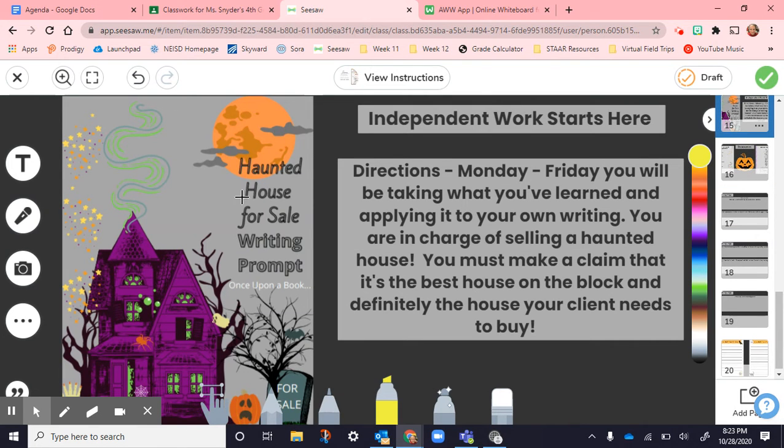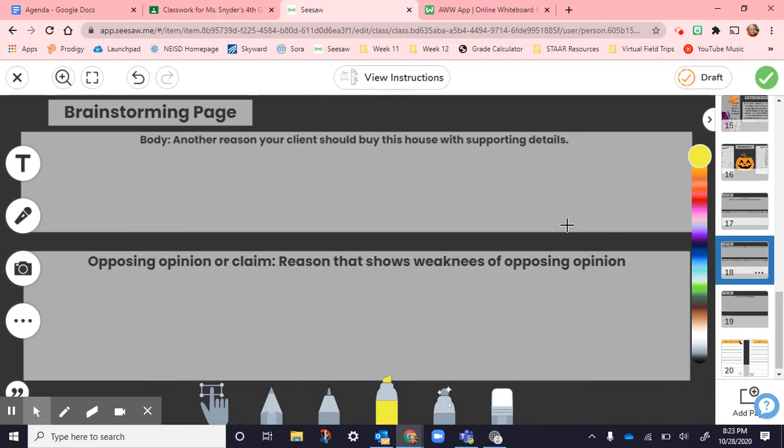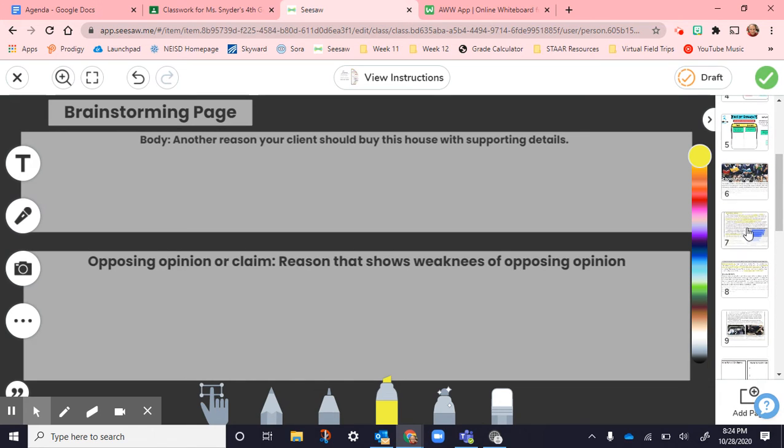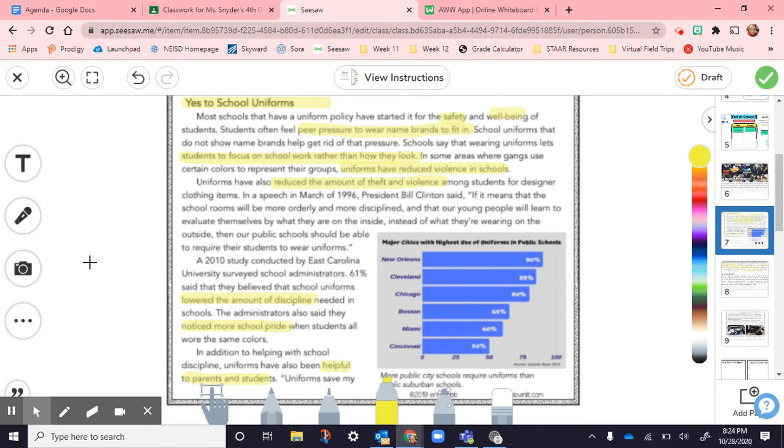They've been writing a story about they're selling a haunted house. And so we've been working on the body. So this body, they're writing another reason why the client should buy the house. And they want to include those supporting details. So just like they saw, let me pull it back up. Just like you saw in the article. So they would say something and then they didn't just stop and go right into the next reason.